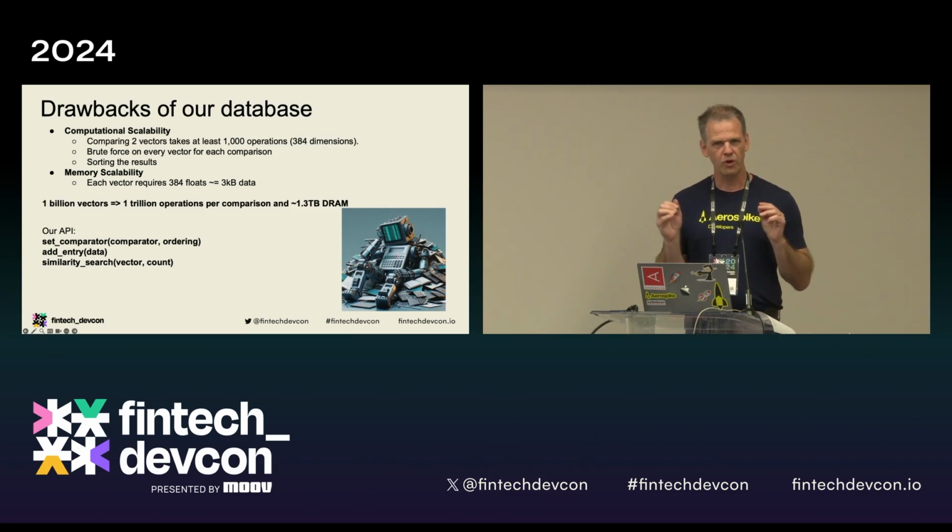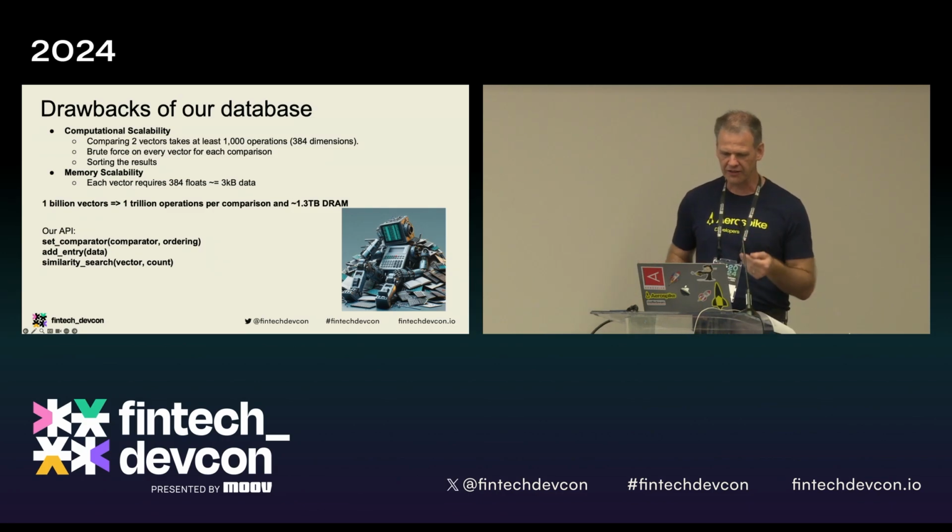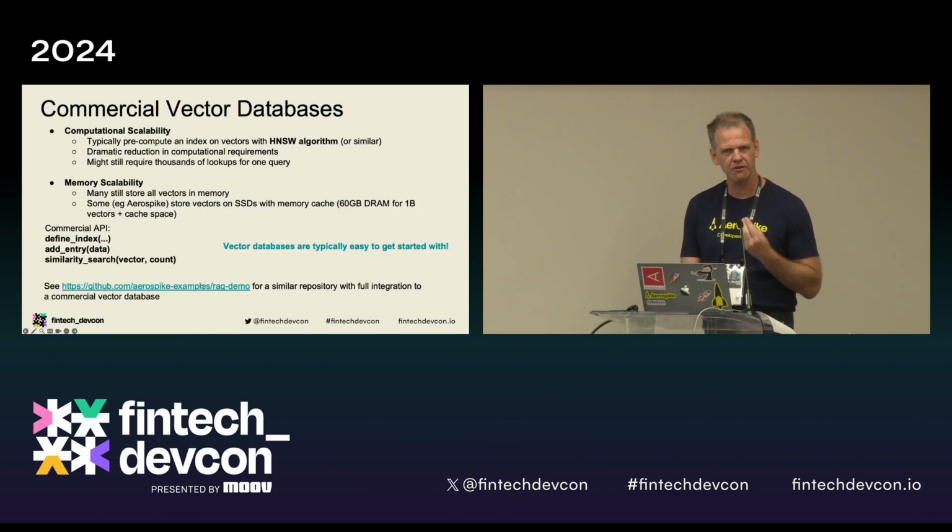Now, we don't have 1.3 terabytes of DRAM. That's going to get expensive. So that's a drawback. Notice our API. In my case, I've got set comparator, I've got add entry, and similarity search. Let's look at commercial vector databases. What do they offer?